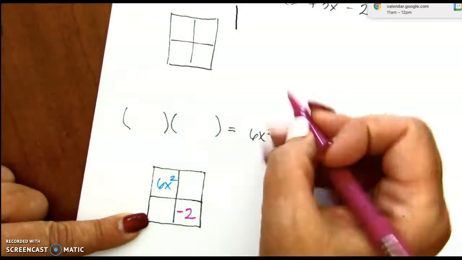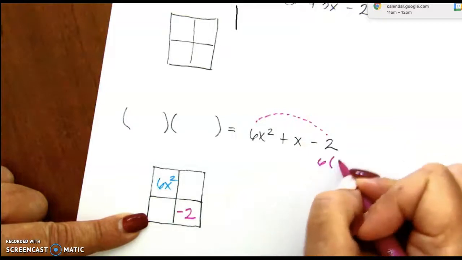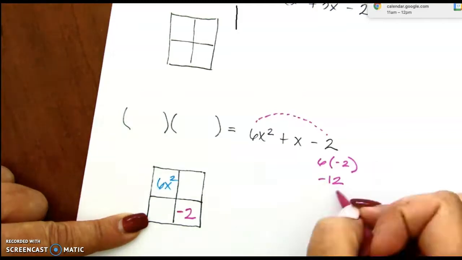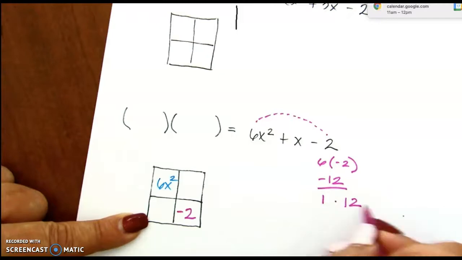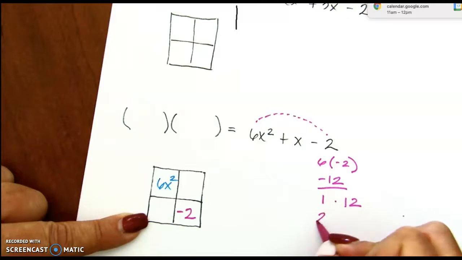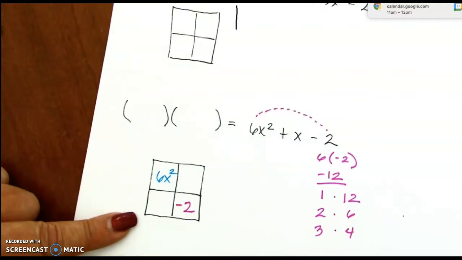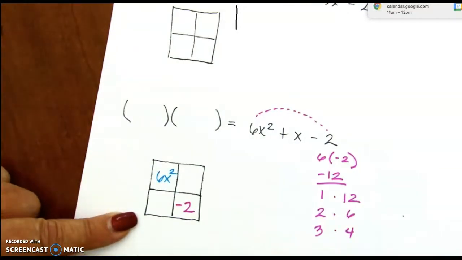So I have actually not a -2, but 6 times -2, which is -12. So the factors of 12 are 1 and 12. I'm putting them kind of separate because I know I'm going to have a negative sign in there at some point. 2 and 6, and 3 and 4. All right, so whatever ones I use have to add up to just 1x. Well, none of them are going to add up to just 1x. I've got to have some negatives in there.